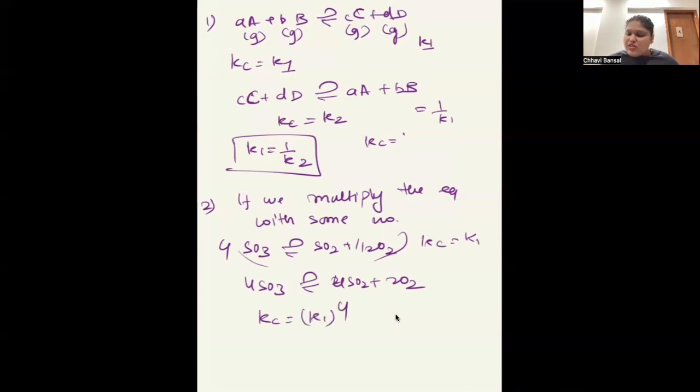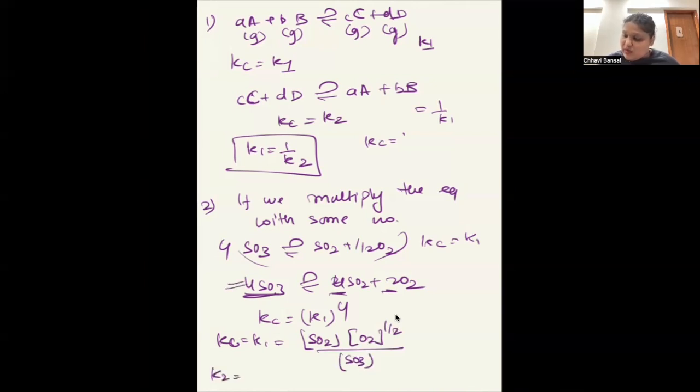We can see this also because these stoichiometric coefficients are going to go in the terms of power. For example, if I express Kc of the first one, K1, it will be the concentration of SO2 times the concentration of O2 raised to power half, divided by the concentration of SO3, right? Whereas if I write down K2, the Kc value of this equation, it will be SO2 raised to power 4, O2 raised to power 2, and SO3 raised to power 4. So it is K1 raised to power 4, right? That's why it will go in the power, okay?